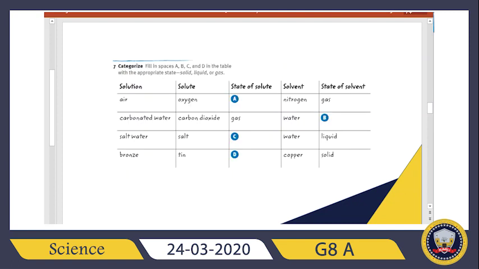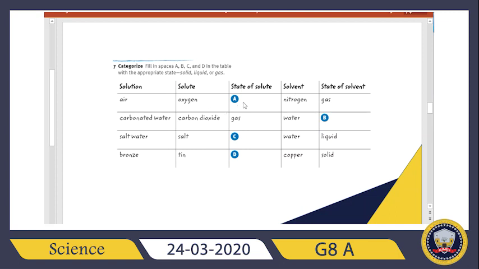Here we have an example. You can pause the video and try to solve this example by yourself first, then you can look at my answer. We have some different types of solutions: air, carbonated water, salt water, and bronze. And it is giving us the solutes and the solvents. For example, in air we have oxygen as solute because it has the lower concentration, and nitrogen as solvent.